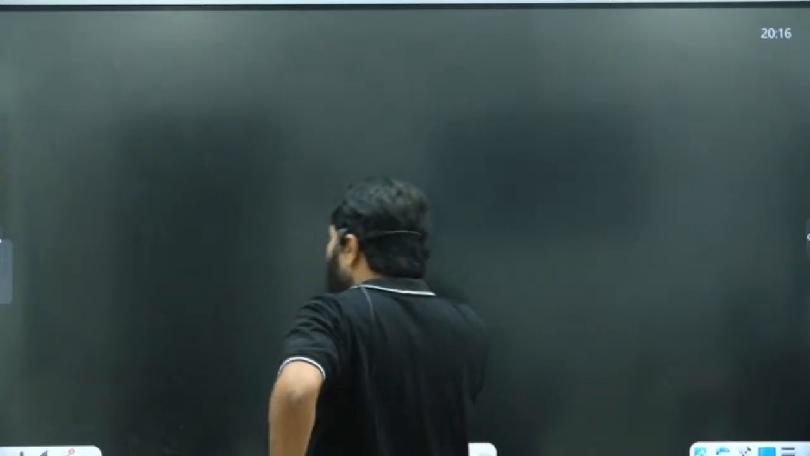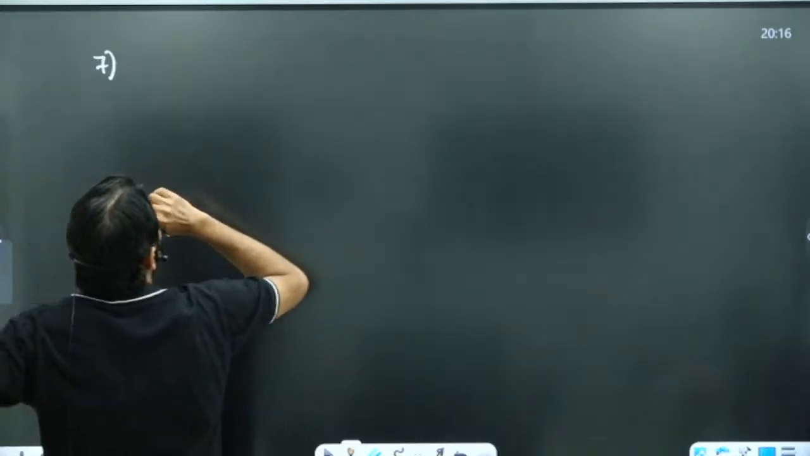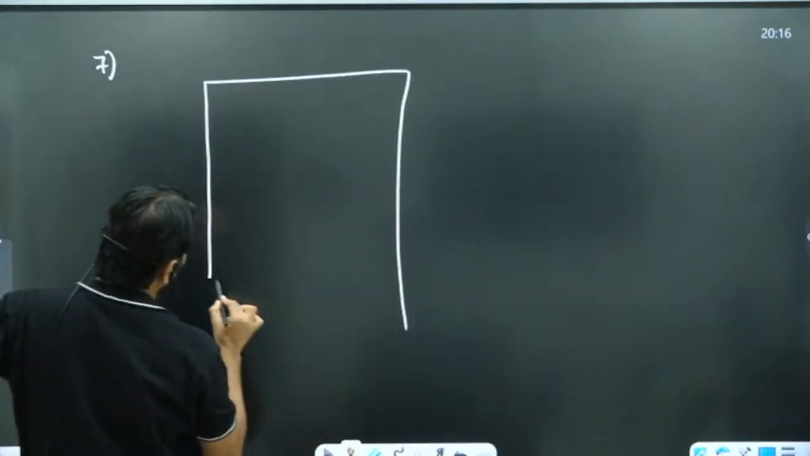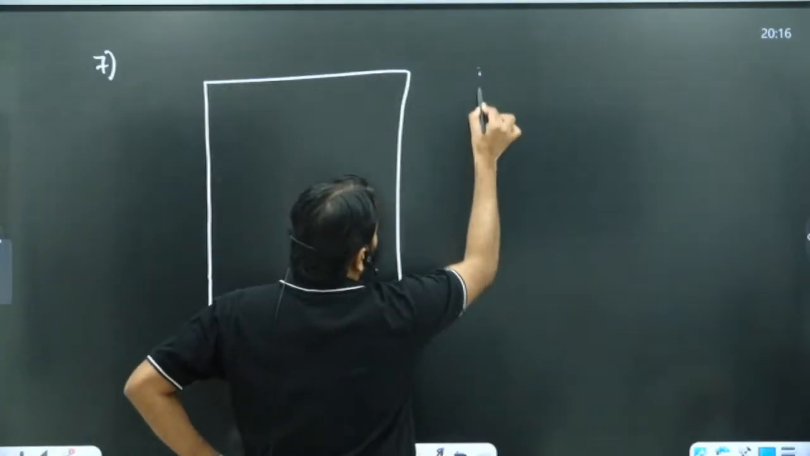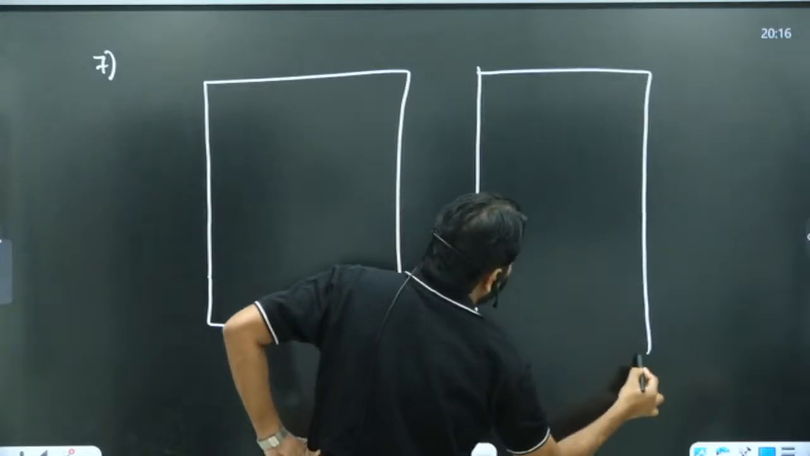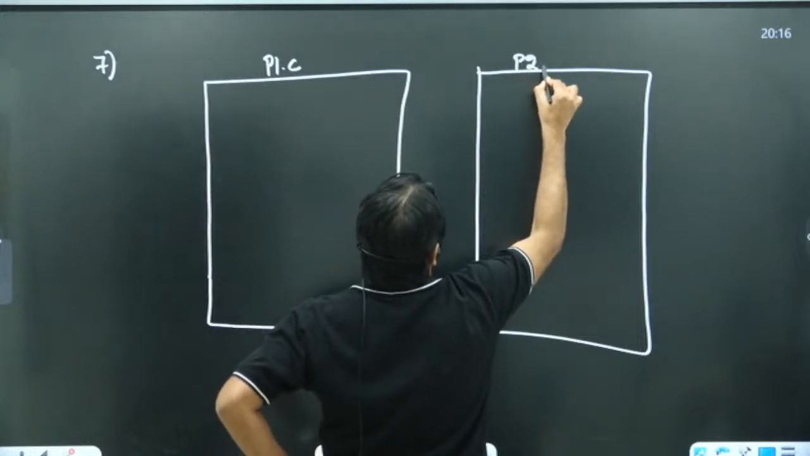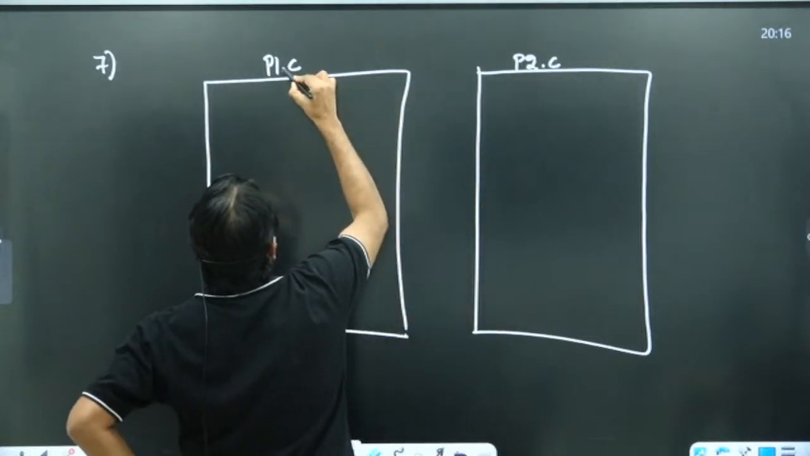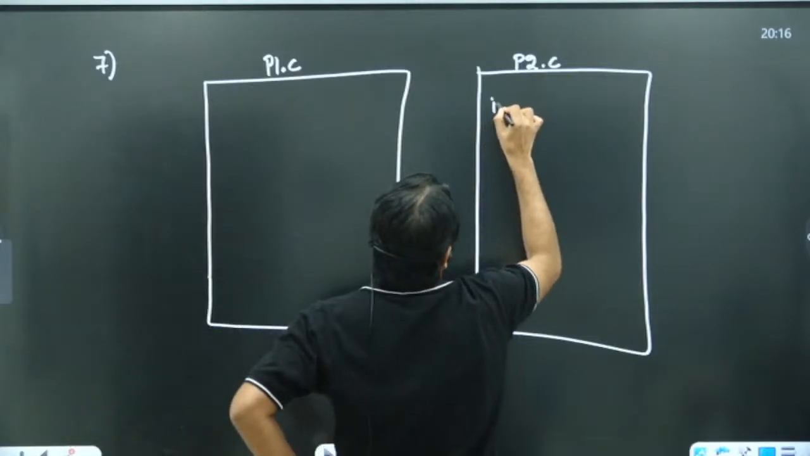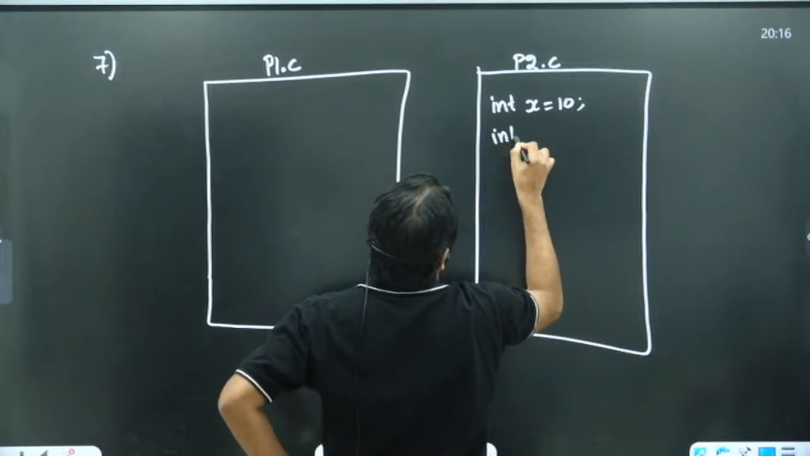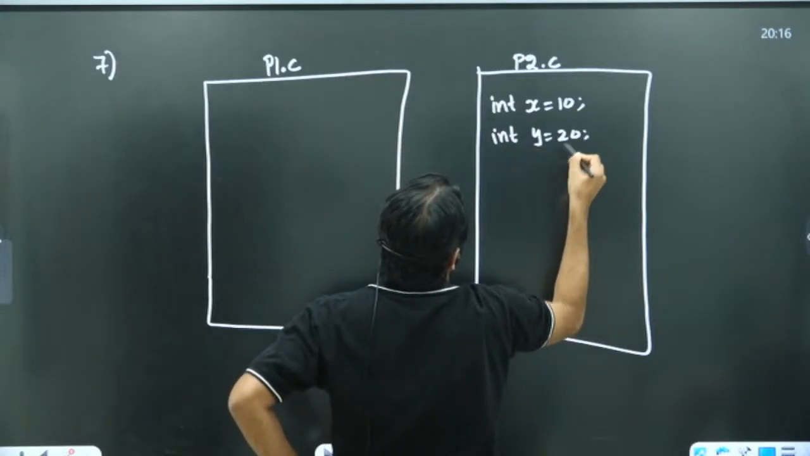Now let's talk about external variables. Right, today's last example. Let me show you 2 programs. Then you will understand very easily. You have written 2 programs. Let's say this is p1.c, this is p2.c. And here I have, let's say, int x is equal to 10, int y is equal to 20, and so on.